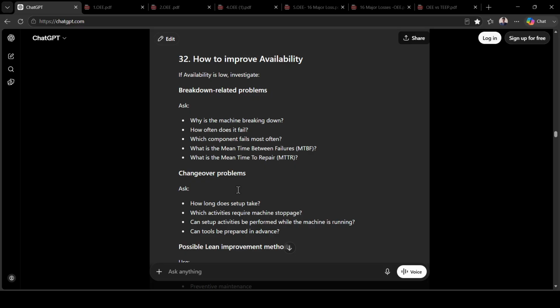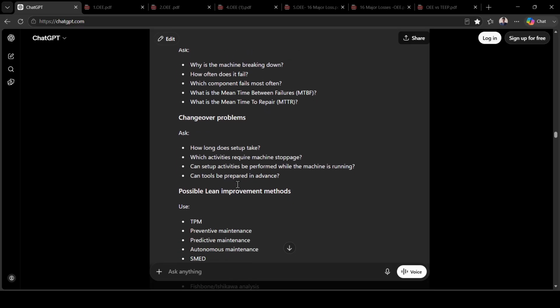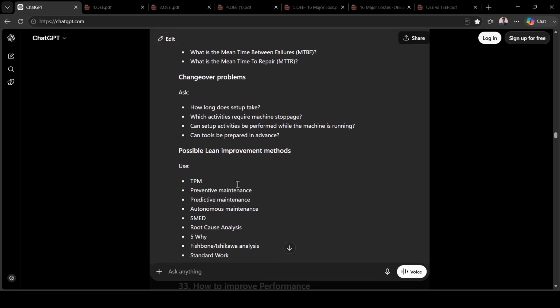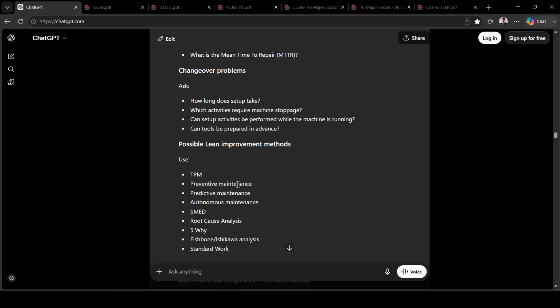Then another one is changeover problems. Ask how long the setup takes. Which activities require machine stoppage? Can setup activities be performed while the machine is running? Can tools be prepared in advance? So possible lean methods: use TPM, preventive maintenance, predictive maintenance, autonomous maintenance, SMED, root cause analysis, 5 Why, fishbone, Pareto analysis, standard work.